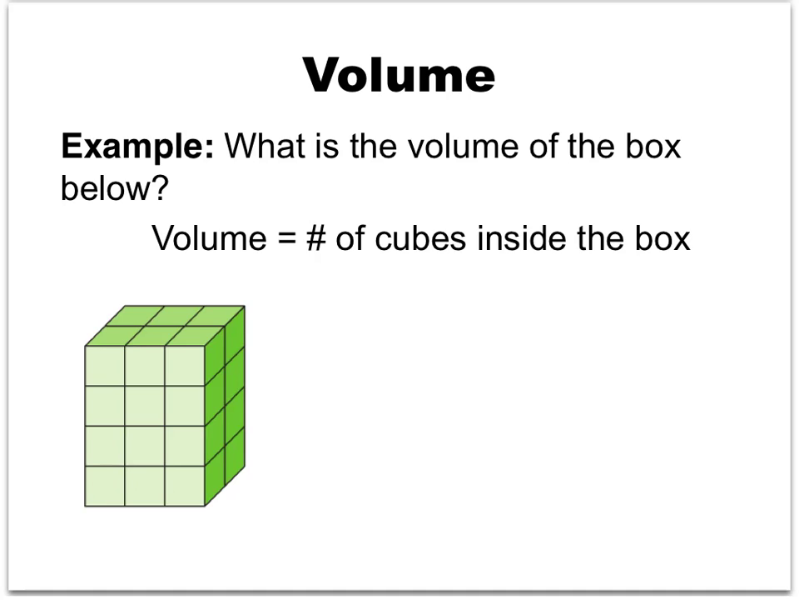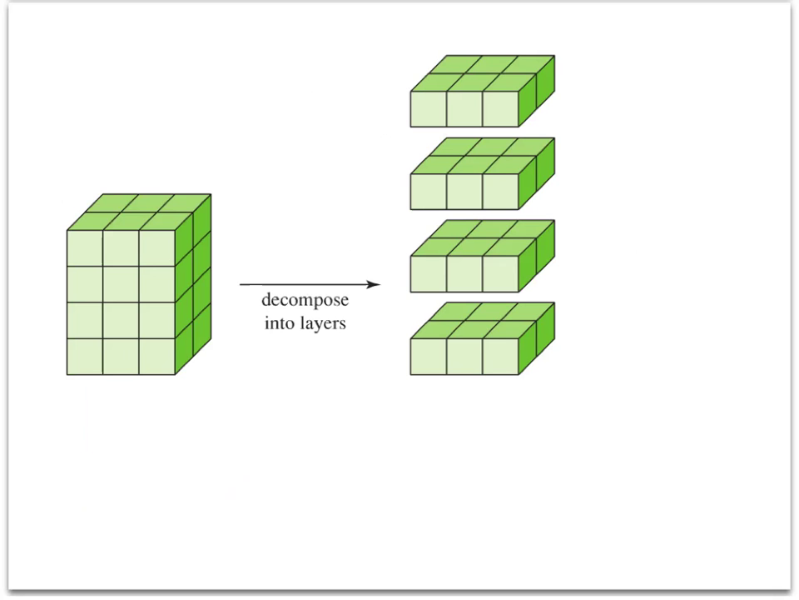So now we could count the number of cubes in this box. It might be a little difficult because we can't see all of them, but we could count them, and that would give us our volume. Well, let's look at how we can use multiplication to find that number of cubes inside the box.